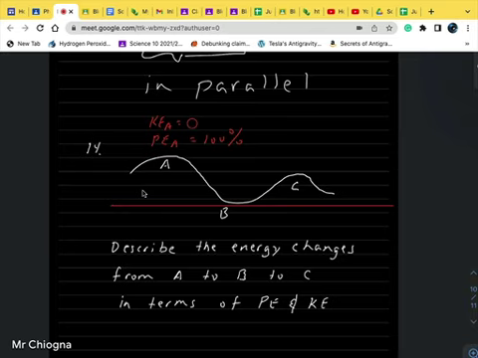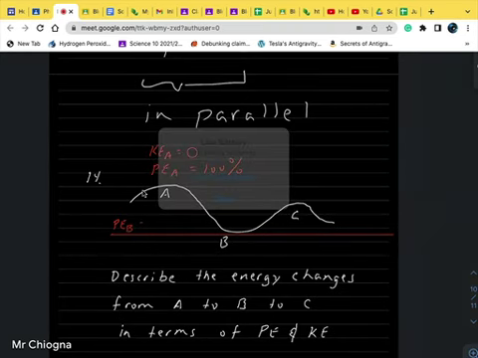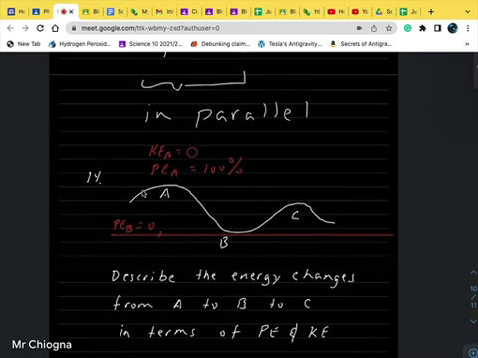So the coaster starts at A, and then it coasts down to B. How much potential do you have at B if you're practically at ground level? Yeah, so 0 potential. PEB is 0. KEB is 100%.